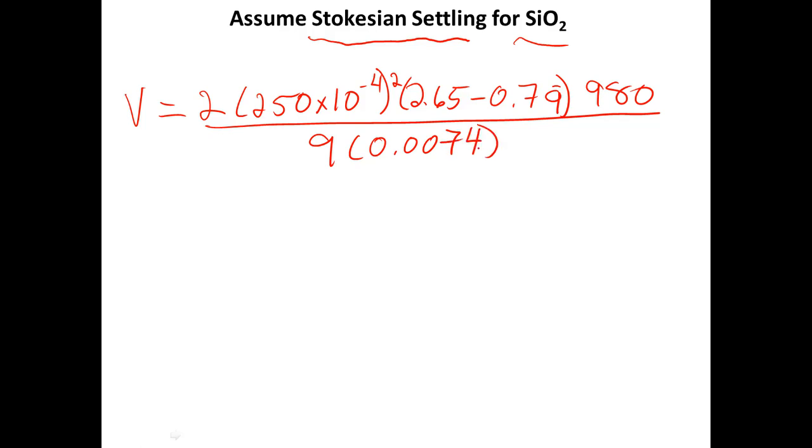So I've written out the Stokes settling equation, putting in the radius of quartz, the density difference between quartz and methanol, the gravitational constant, as well as dividing by 9 and the viscosity of methanol. If I perform that calculation, I get a settling velocity of 34.2 centimeters per second. Now I need to check the Reynolds number.